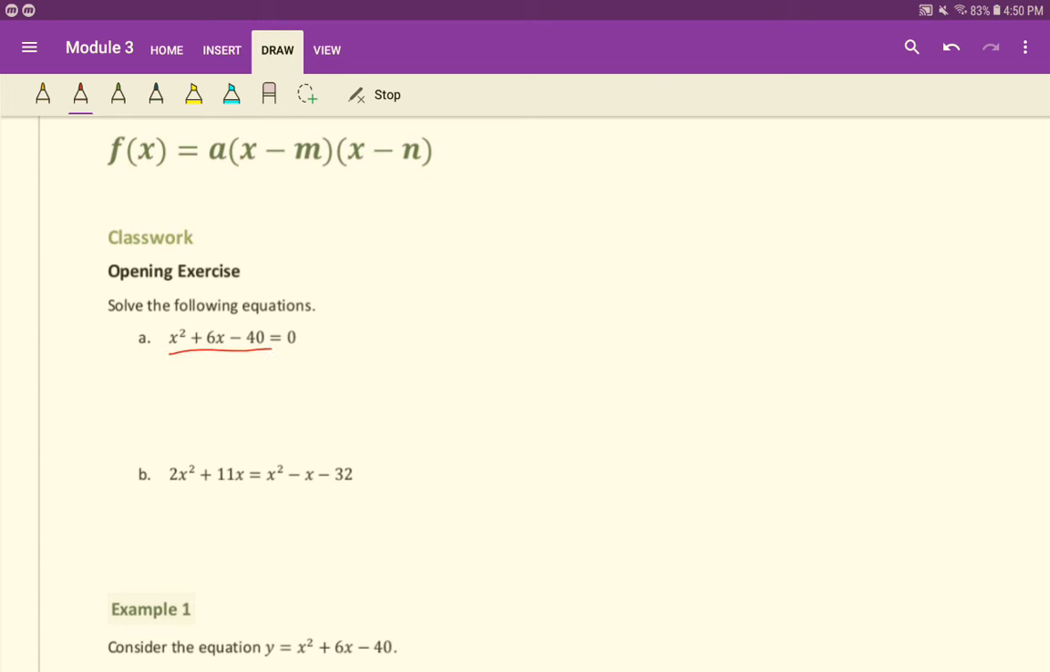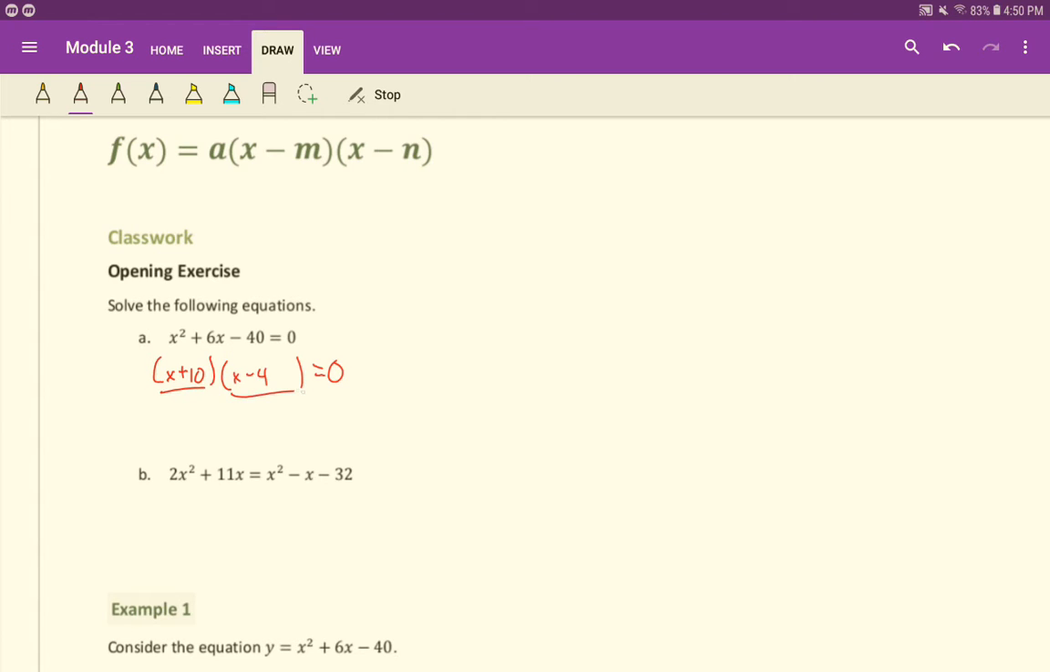I'll notice over here there's no GCF or anything to factor. There is a 1 for our lead coefficient, so we can go ahead and just do that product sum thing. We're looking for two numbers that multiply to negative 40 and add to make 6. And those two numbers would be positive 10 and negative 4.